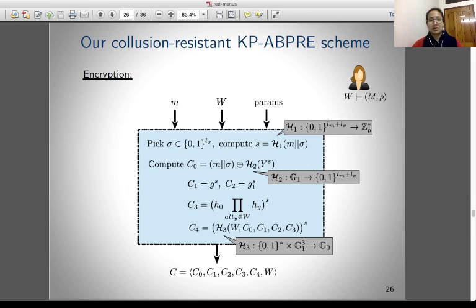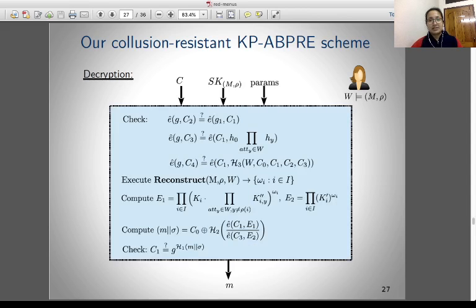Next, we have the encryption algorithm. Our encryption algorithm is based on the hashed ElGamal crypto system. Our scheme will take as input a message, an attribute set W and public parameters. It will pick a random string sigma and compute the value of S, and then it computes the values C0, C1, C2, C3, and C4, which is essentially a BLS signature on the values W, the attribute set of the intended recipient, C0, C1, C2 and C3, and it outputs the first level ciphertext C.